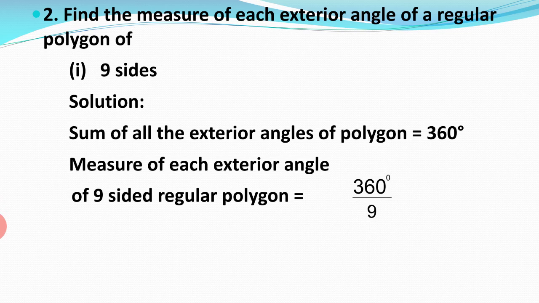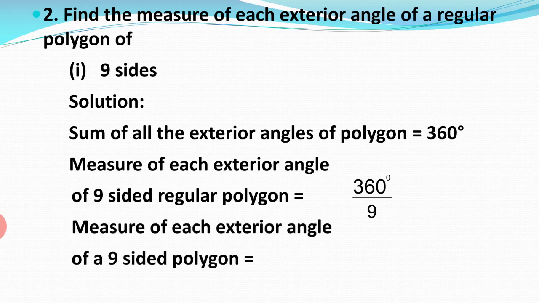Why do we divide by 9? Because if a polygon has 9 sides, how many exterior angles will be there? 9. Is it okay? And measure of all exterior angles will be same. So it will be 9 into, suppose we take it as x, then 9x is equal to 360 degrees. So what is the measure of each angle? 360 degree divided by 9.